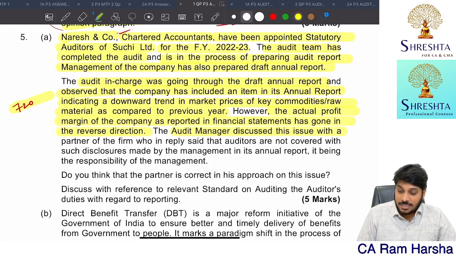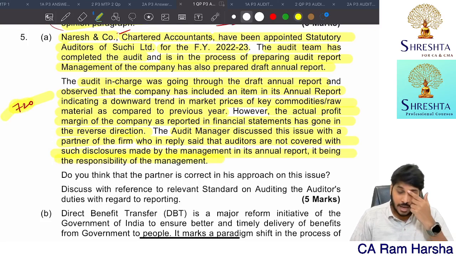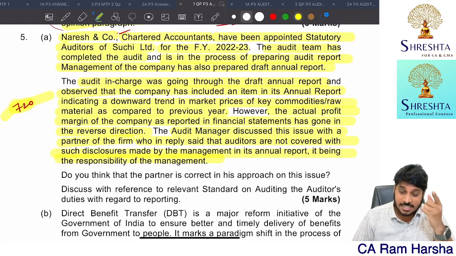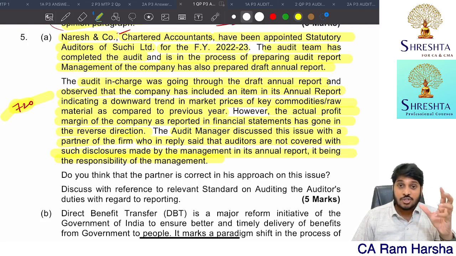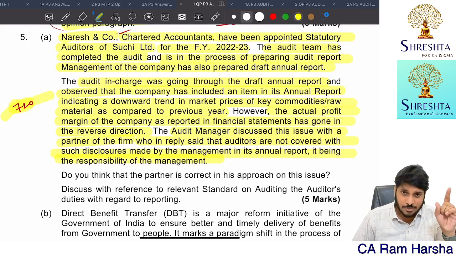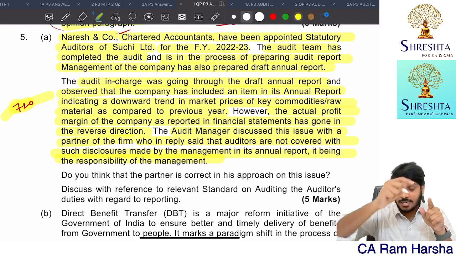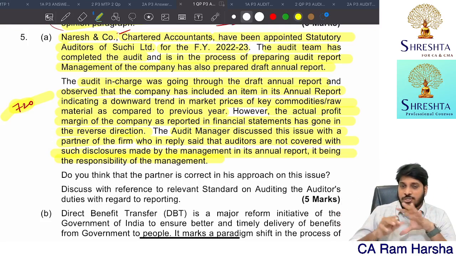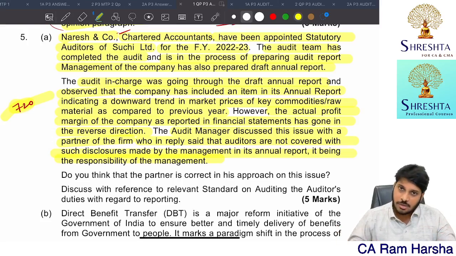The audit manager discusses the issue with a partner of the firm, who in reply said that auditors are not concerned with the disclosures by management in the annual report. That's wrong. Under SA 720, Other Information, the auditor has to read the other information and try to identify whether there is any inconsistency between the financial statements and the other information. If there is any inconsistency, the auditor has to decide whether there is a material misstatement. If there is a material misstatement in the other information, request the management to correct it. If management is not correcting it, in the other information section of the audit report, you have to highlight what mistake exactly happened. That's it.